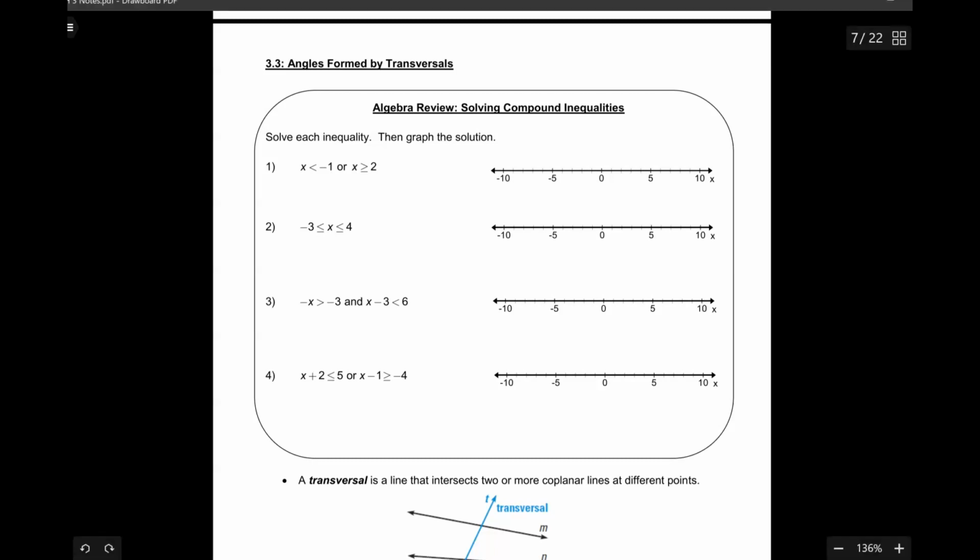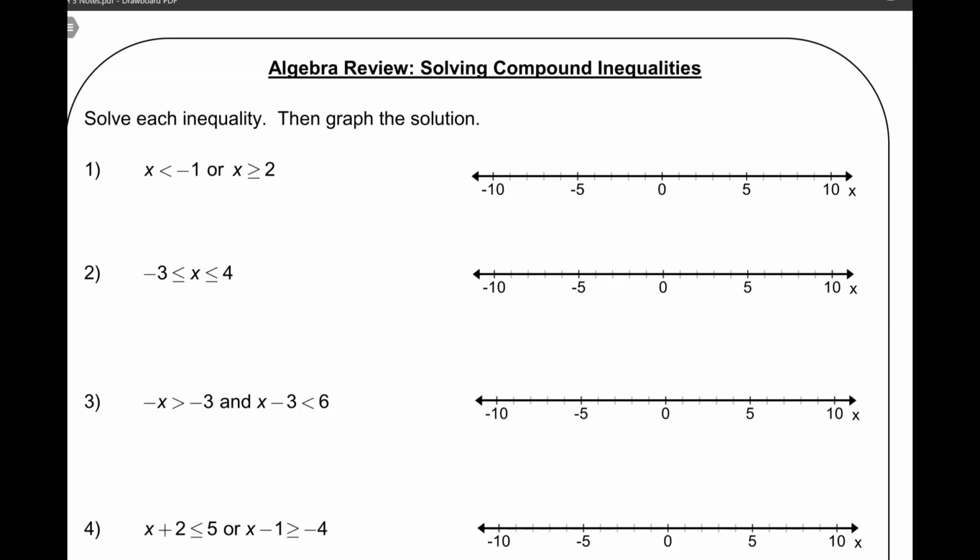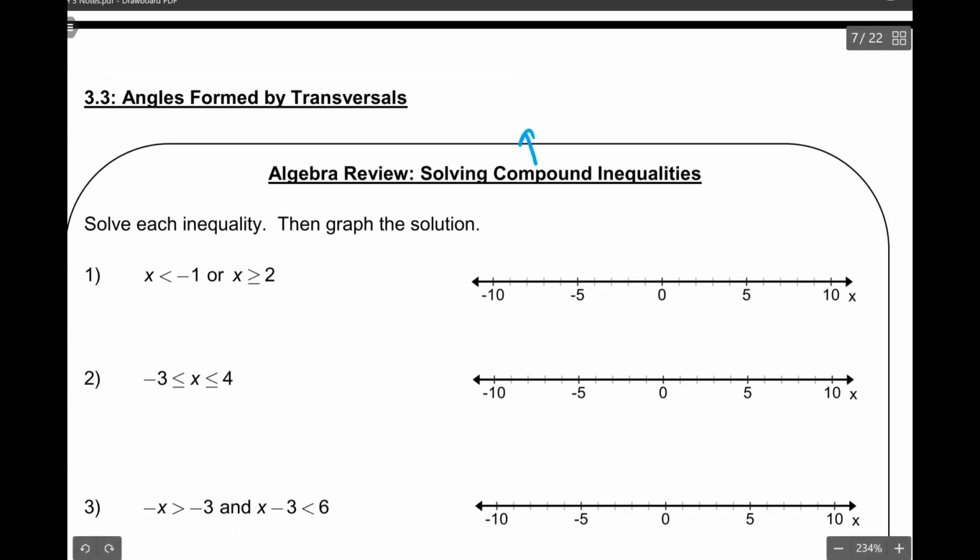So here is section 3.3, angles formed by transversal. First we're going to do a little algebra review solving compound inequalities. There's two types of compound inequalities. There's the and, which means both things must be true, and then we have the or, where only one of them has to be true.